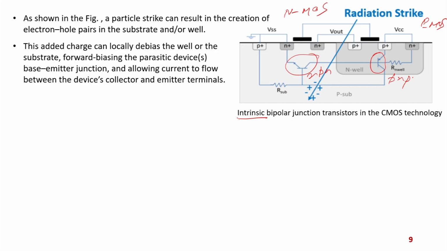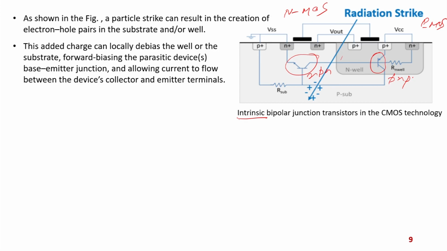So, what happens whenever the particle strikes? It can result in the creation of electron and hole pairs. You can see it is creating electron and hole pairs which are free to move in the substrate. It can be in this substrate or in the well. So, you see it is this path. It is going through this N type well and going to the P type substrate.